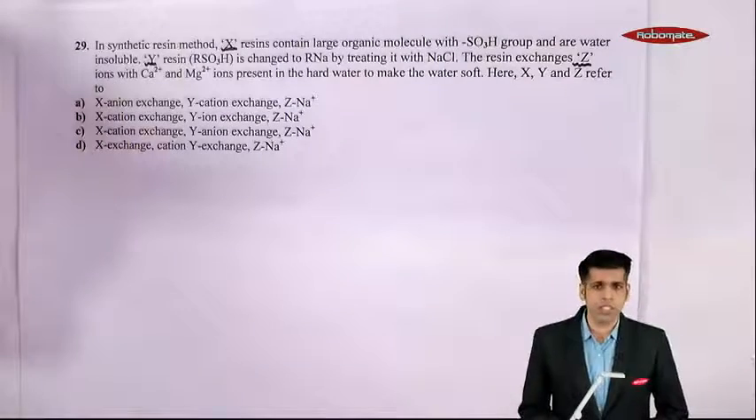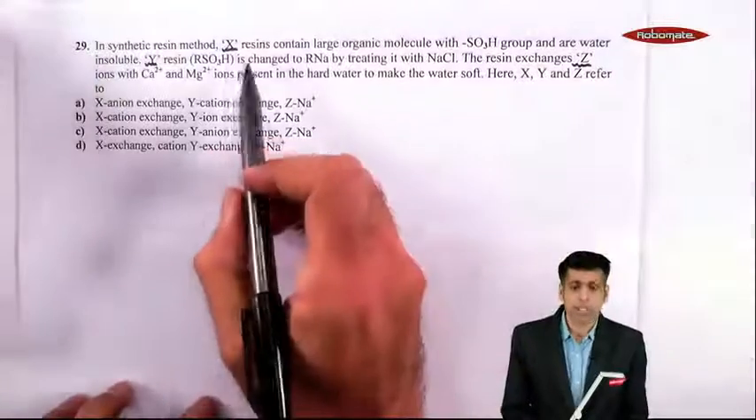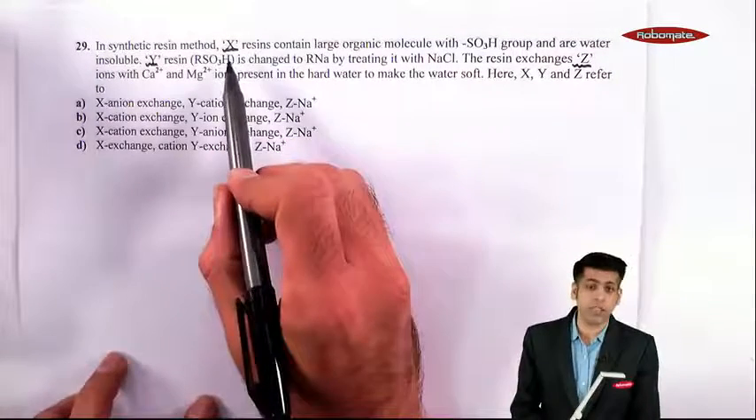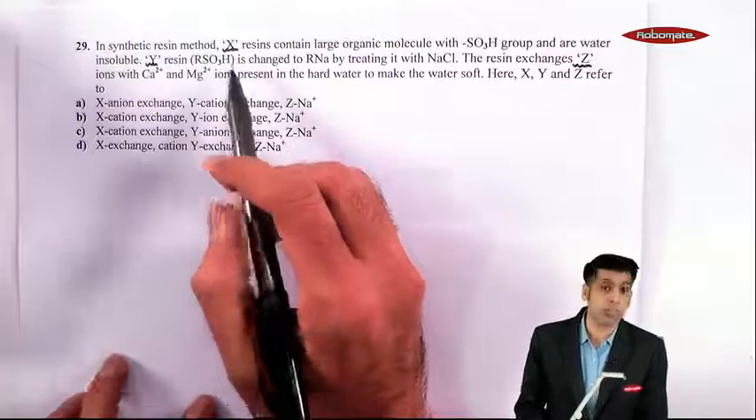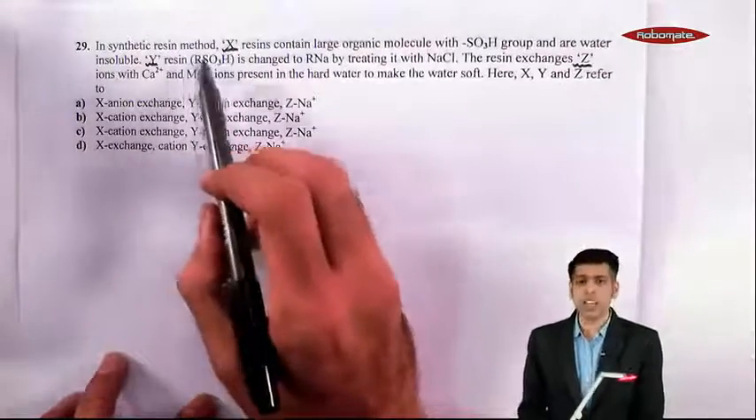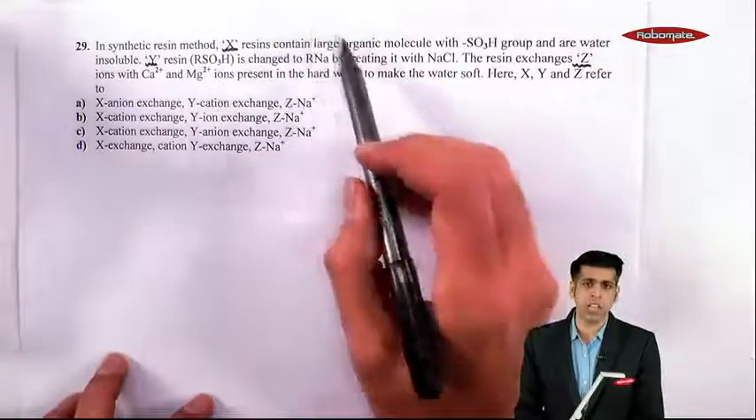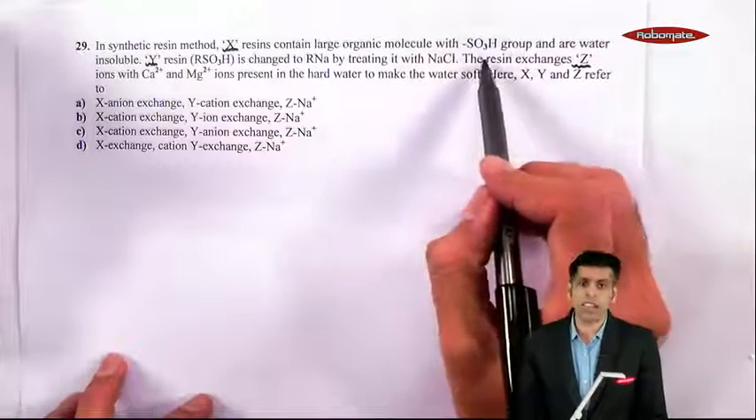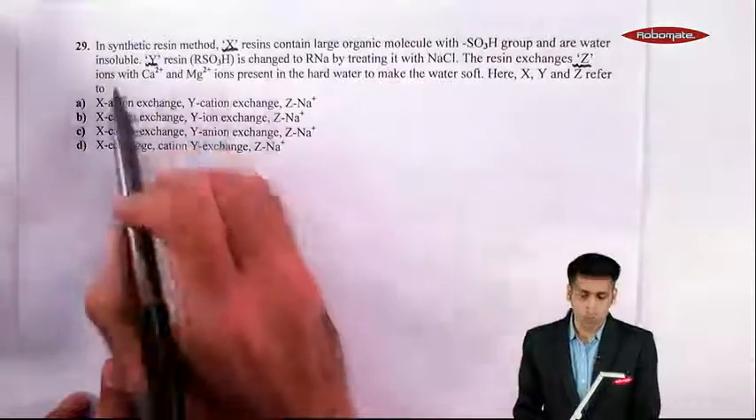In synthetic resin method, X, again students, is an example of fill in the blank. So I would actually read it as dash, which would make more sense. So in synthetic resin method, dash resins contain large organic molecules with sulfonic acid, that is SO3H group, and are water insoluble.